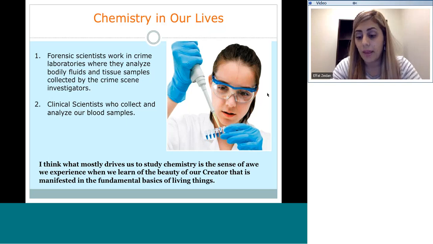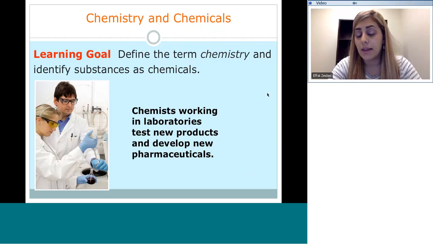Chemistry, you see chemists working in the laboratories all the time, and they test new products and develop new products and new pharmaceuticals. And so this is a field on its own. Biologists are required to also understand chemistry. Non-chemists and non-biologists are required to know a little bit of chemistry. So it's a field that exists everywhere around us.